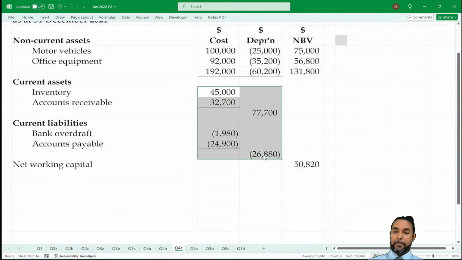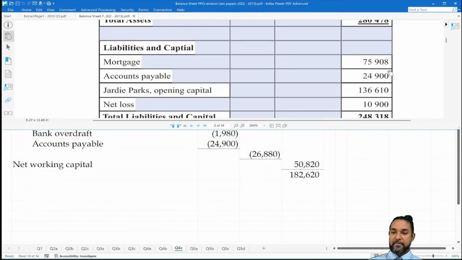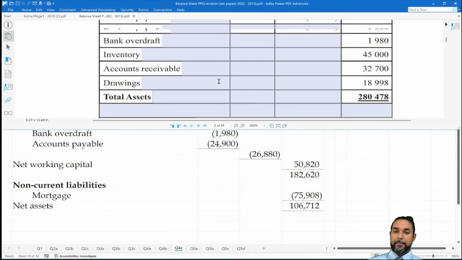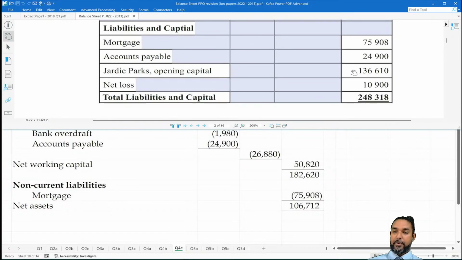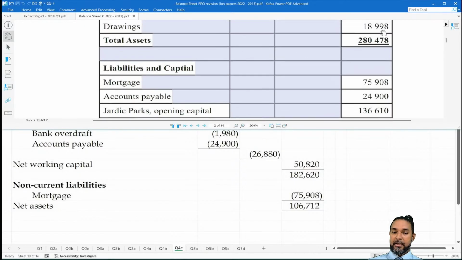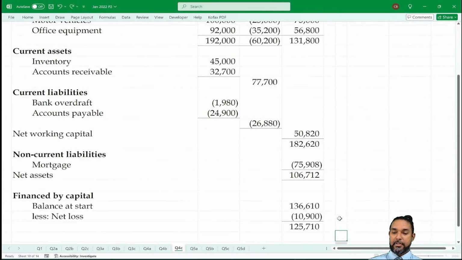So this is the working capital approach. When you add these two things together, the 130,180 and the 50,820, we get 182,620, sorry. Now there's also a mortgage of 75,908, which we have to subtract. In doing so, we'll get net assets of 106,712. And all we have to do is put the capital as that figure. Now, yes, there were other things I didn't show yet. Like, for example, there was the opening capital of 136,610. And then there was drawings of 18,998 and a net loss. So you're supposed to actually subtract those two things. So I'll just show you what this looks like.